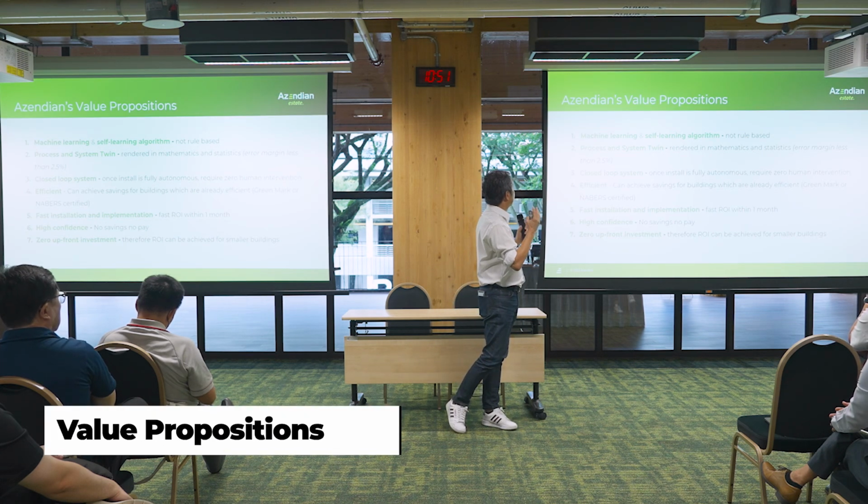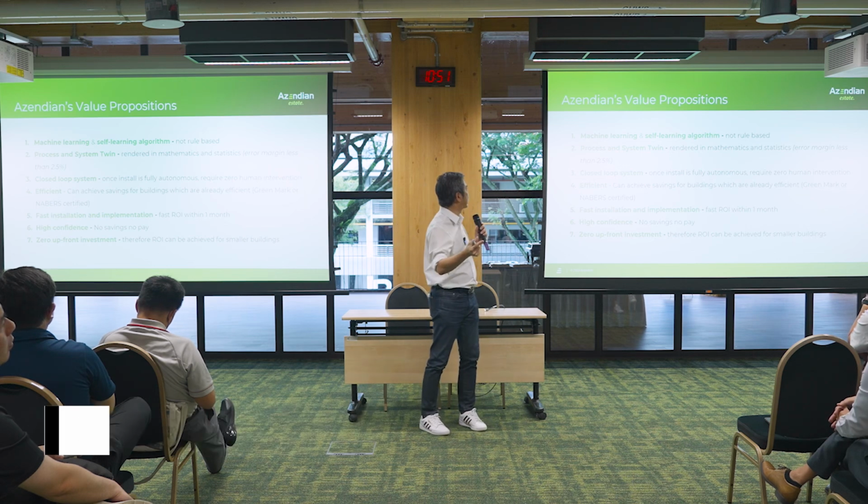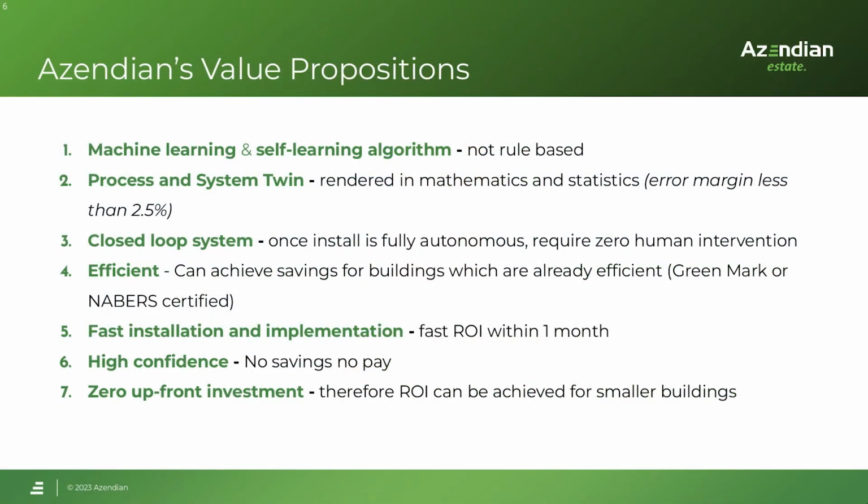So what are some of the value propositions? I talked about the self-learning algorithm. I talked about machine learning being much more accurate. Number two is a process and system twin. It's not a BIM twin, right? And we run a closed-loop system, fully autonomous, with zero human intervention.